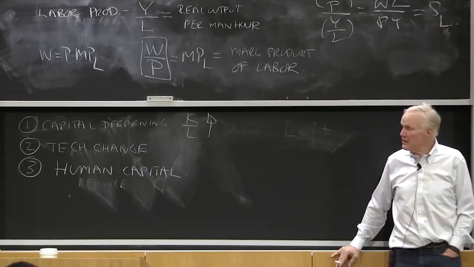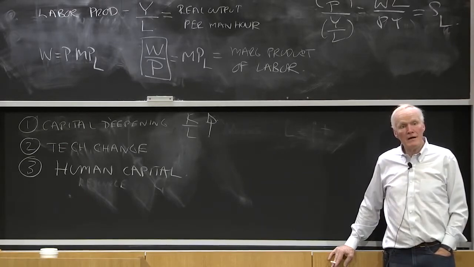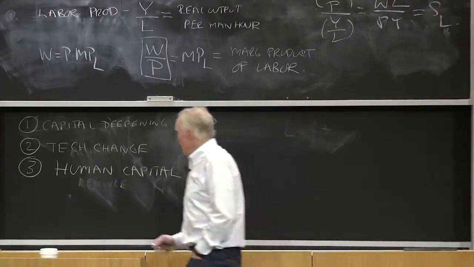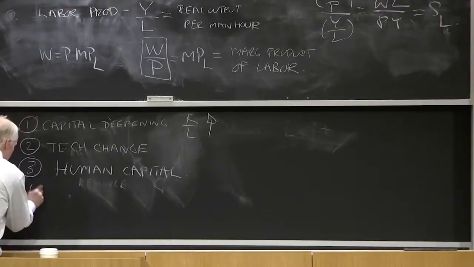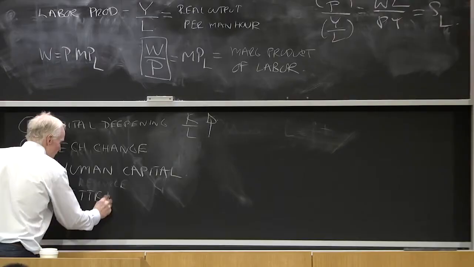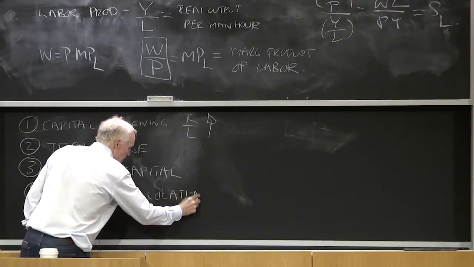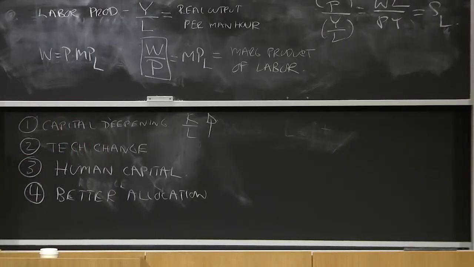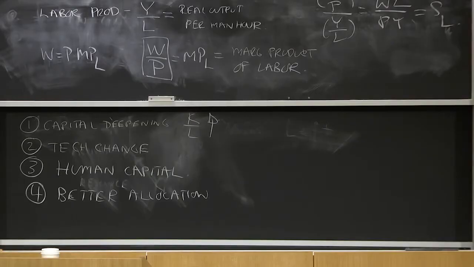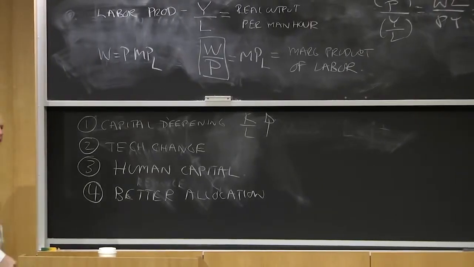Anything else? Any place else we could be getting more output? Yeah, one way to think about it is better allocations. And I think that's one economists haven't really done a great job of modeling, but I think it is actually quite important. That is, we've become more efficient. We've used our resources better.